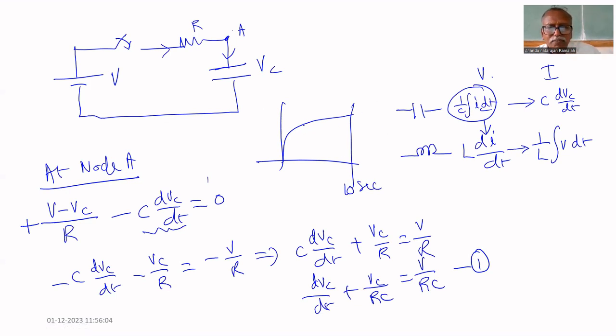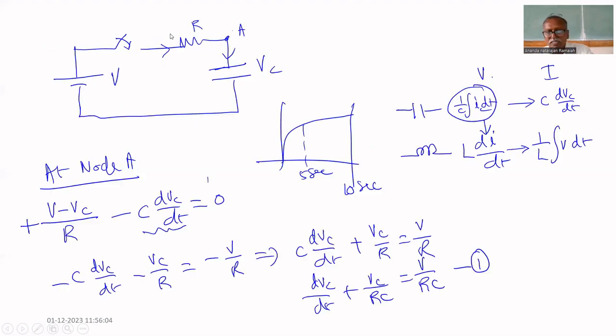Let us assume at the 5th second, what is the voltage? If you know the expression, it will be in terms of time. If you substitute the value of time, you will get VC. How to solve this mathematically in the time domain?